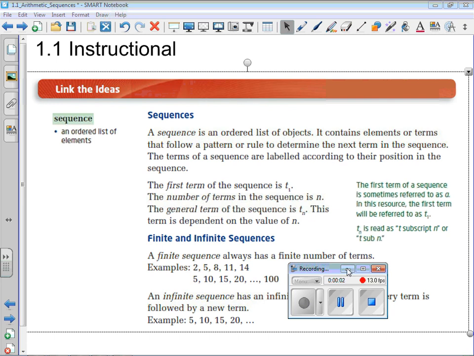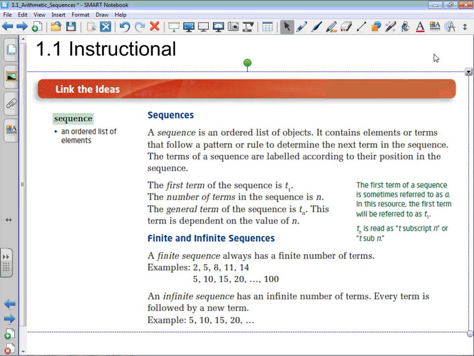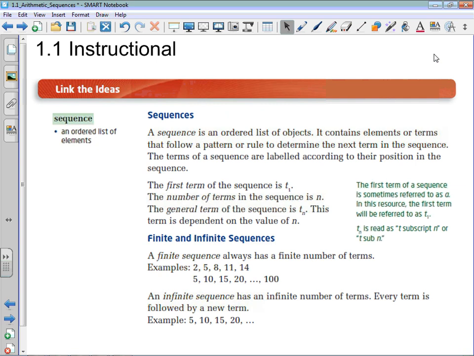Welcome to the 1.1 instructional video for Math 20-1. This is where we start to talk about sequences and series. And right away, we're going to talk about specifically in 1.1, something called an arithmetic sequence.